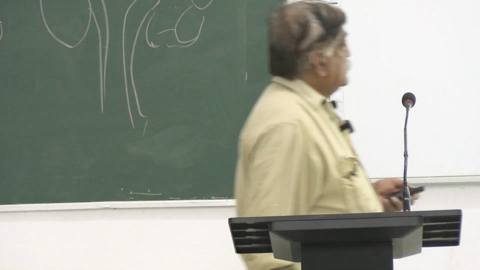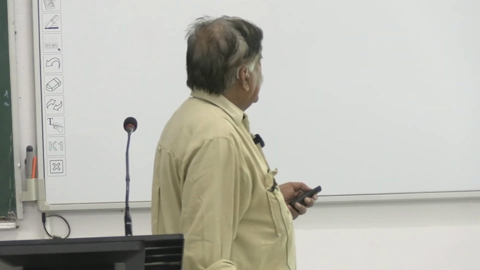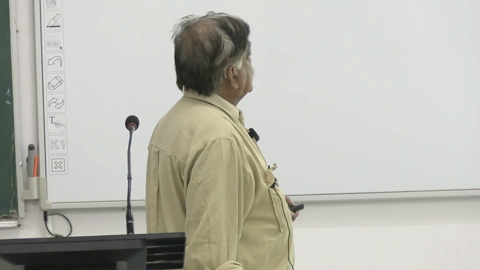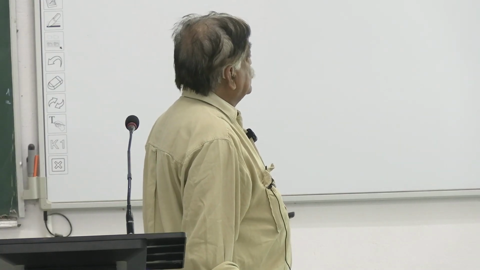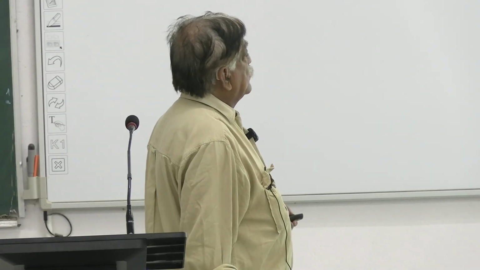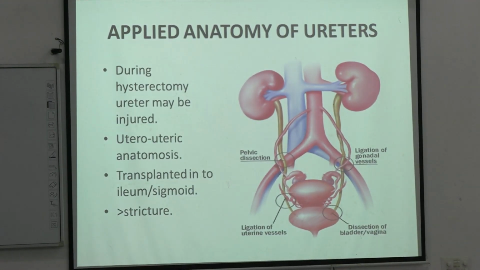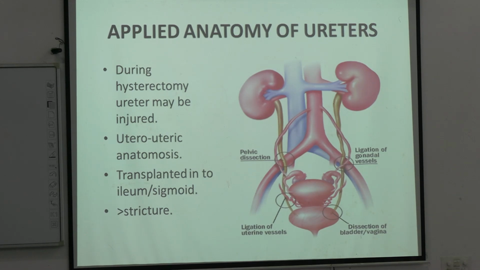Now, utero-uteric anastomosis, or the ureter is transplanted into the ileum or sigmoid colon. Sometimes, in these ureteric injuries, the ureter is transplanted into the ileum or the sigmoid colon. So, every time she or he goes to the toilet, the urine will come through the rectum and anal canal.